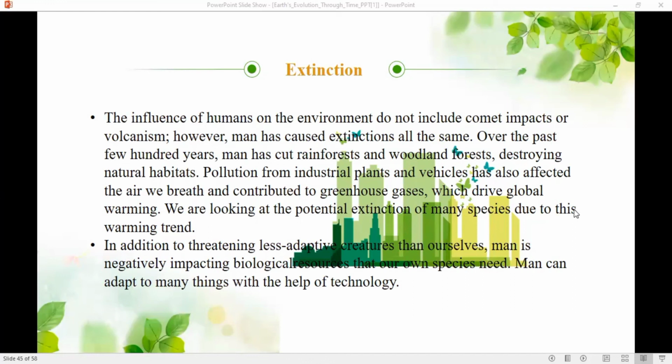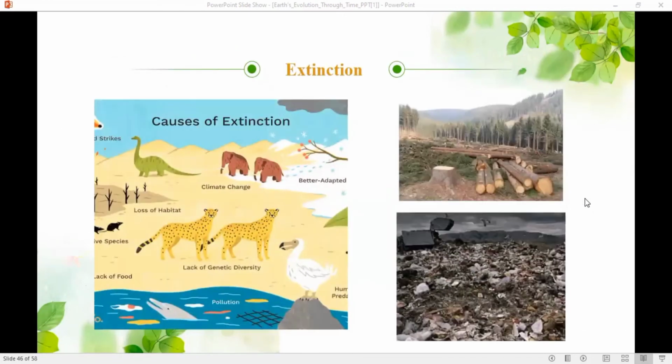In addition to threatening less adaptive creatures than ourselves, man is negatively impacting biological resources that our own species need. Man can adapt to many things with the help of technology. As you can see in the picture, as I've said a while ago, these are the cause of the extinction of the species. Natural factors can cause extinctions and have thus been documented and studied over the course of Earth's history.